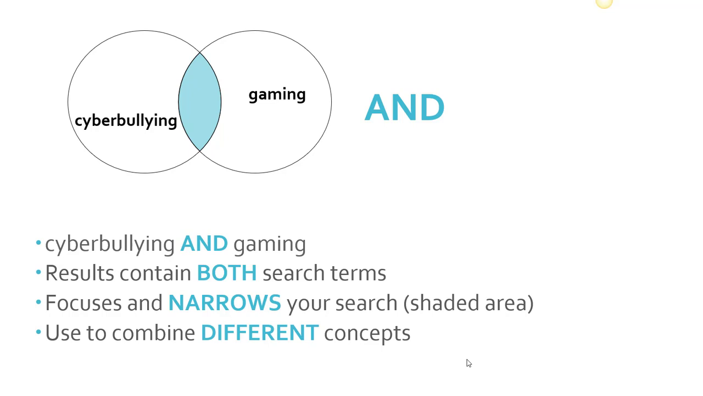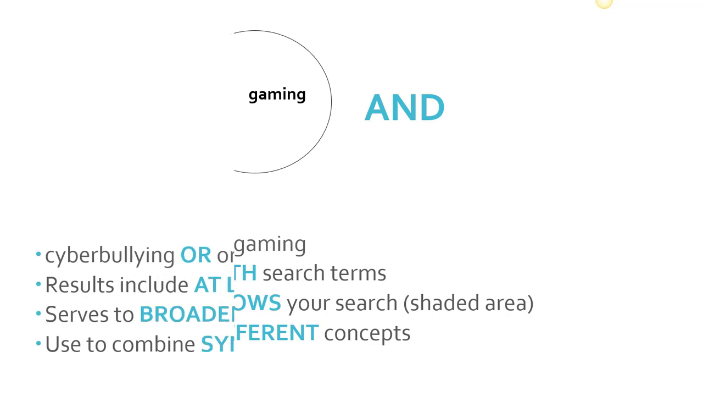So cyberbullying runs a search, looks at the universe of articles out there, runs a search for gaming, and searches the universe of articles in that database out there. And then the result set is that intersection, the shaded area in the middle.